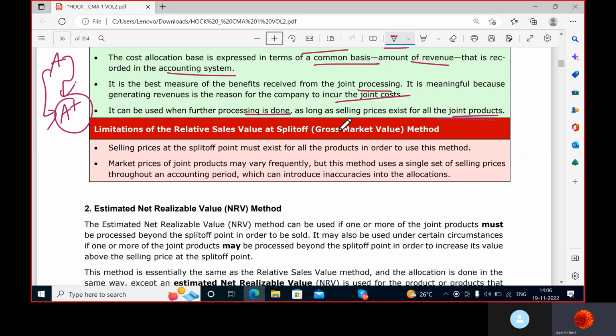Limitations of relative sales value at split-off. See, selling prices at the split-off point must exist. If it is not there, you can't use this method. And market prices frequently change. That's a problem.